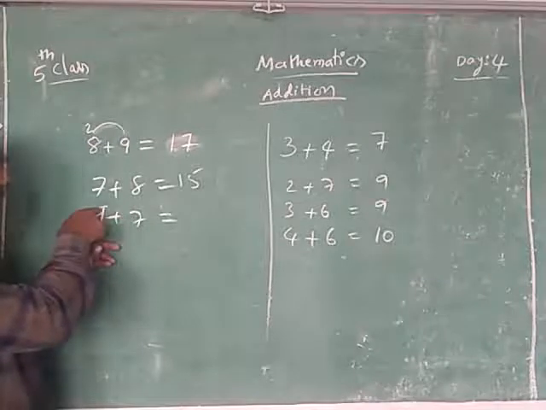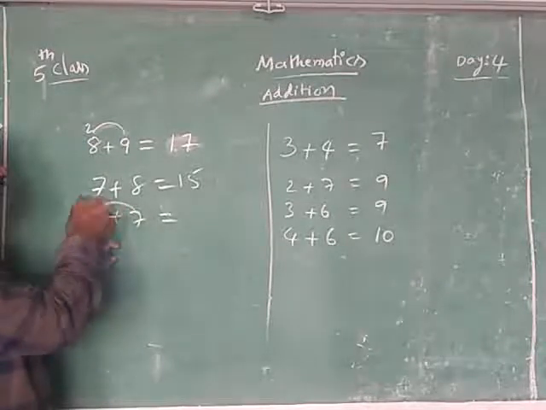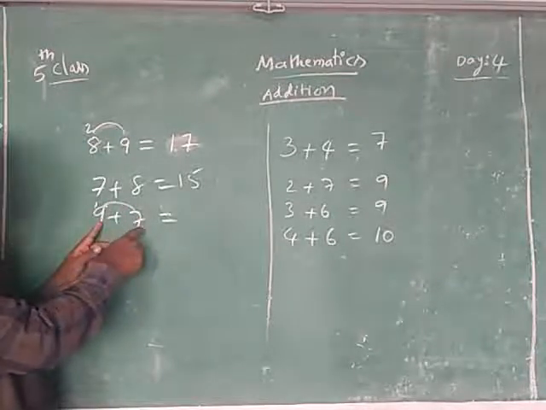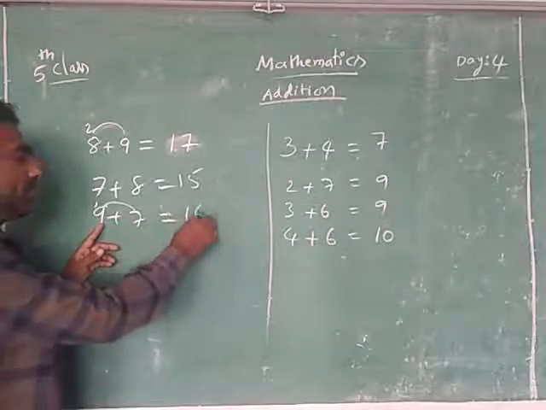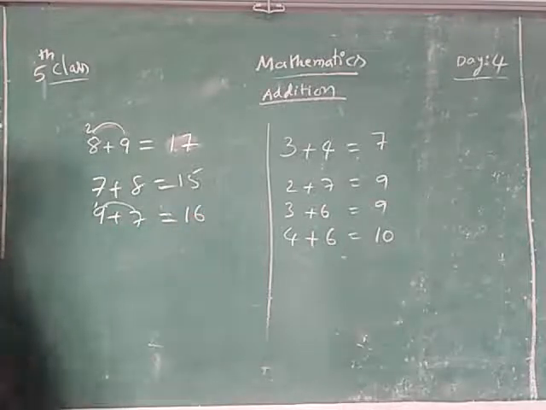Simple. You can give one number here. 9 and 1, 10, and 6 is left here. So 10 and 6 will be 16.